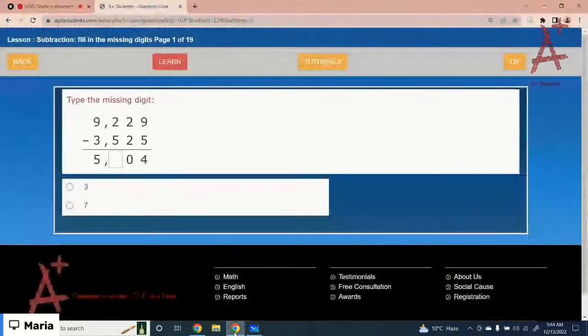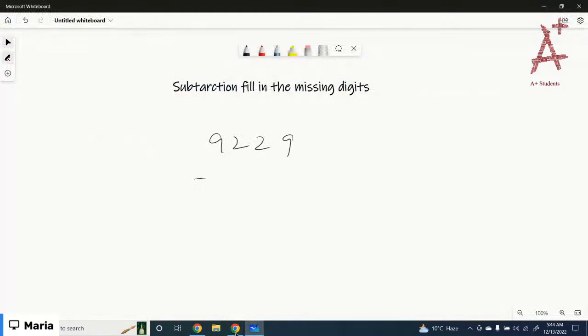9229 subtract 3525. Okay, you have to find the missing number. Let's start from the rightmost digit. Got it? It would be 9 subtract 5 is 4. 2 subtract 2 is 0. You cannot subtract 2 out of 5, so you have to borrow 1. It would be 12. Got it? 12 subtract 5 is 7.